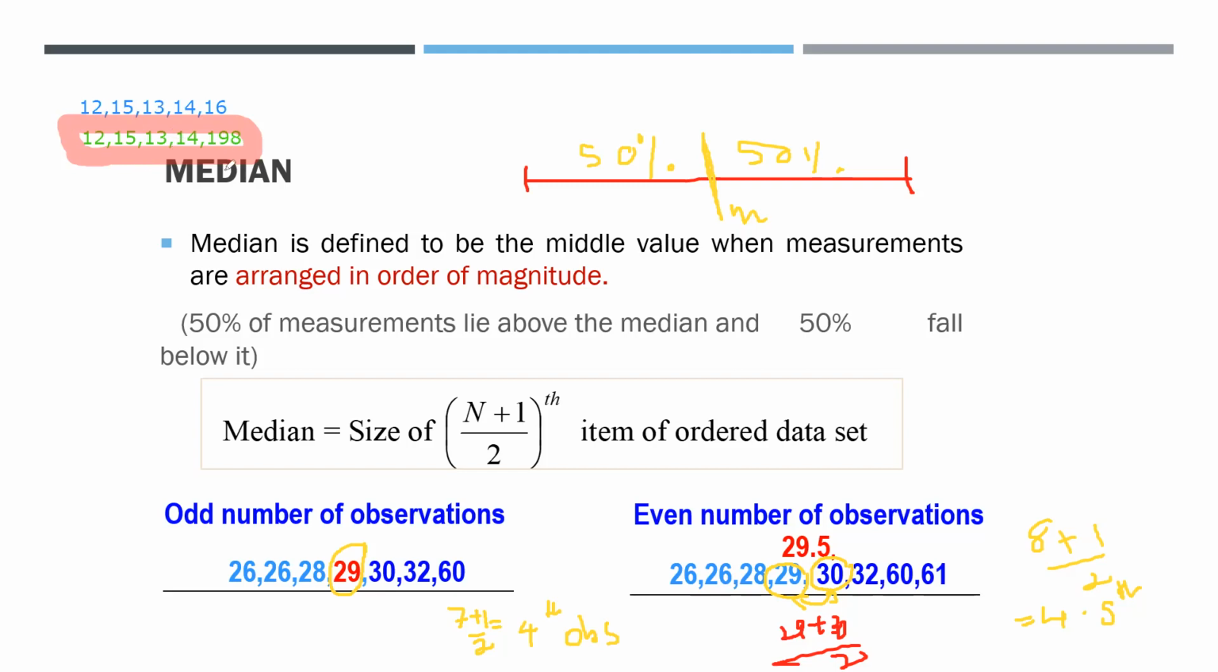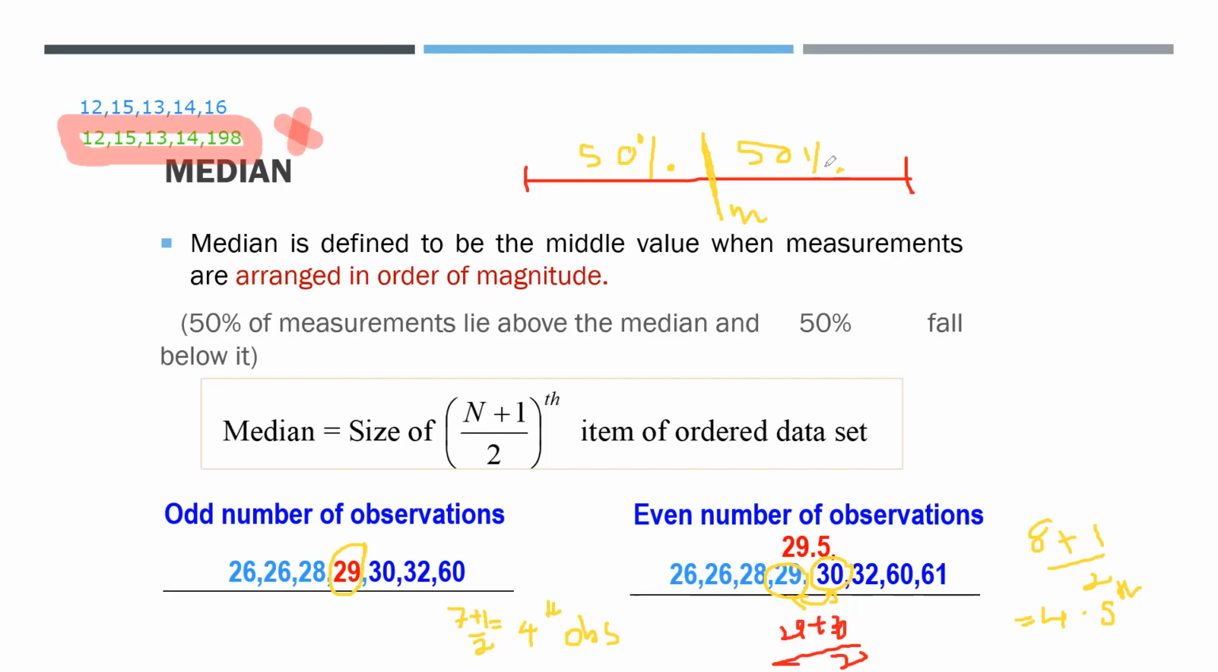Does it give an idea about the middle value of this kind of data set? No. The reason is because of this 198, the mean value is shifted toward this extreme value. So in such a case, the mean is not suitable to describe the center.